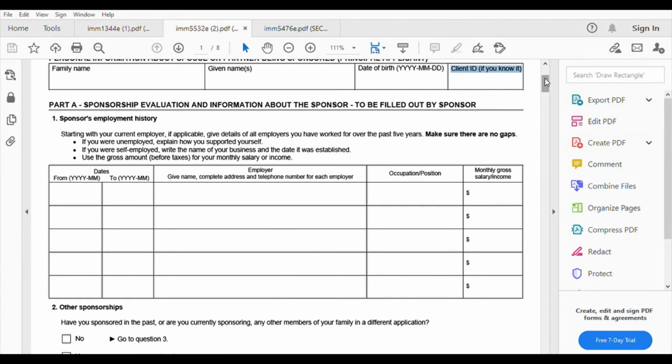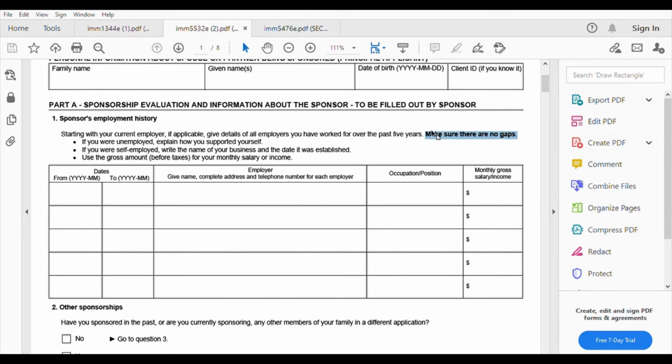Part A, sponsorship evaluation and information about the sponsor, to be filled out by the sponsor. Sponsor's employment history. Starting with your current employer, if applicable, give details of all employers you have worked for over the past 5 years. Make sure there are no gaps. You see, guys, this is a very important note. If you were unemployed, explain how you supported yourself. If you were self-employed, etc.